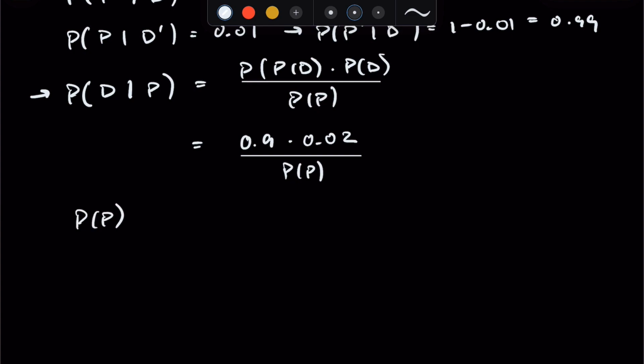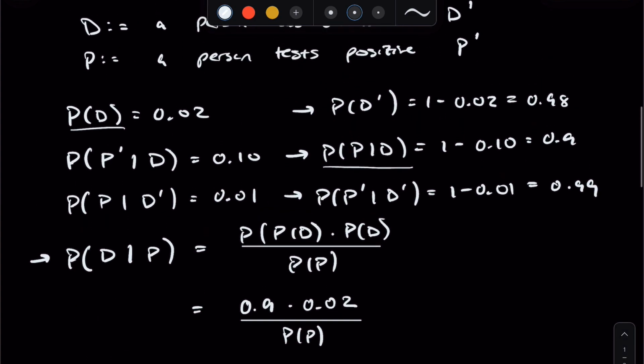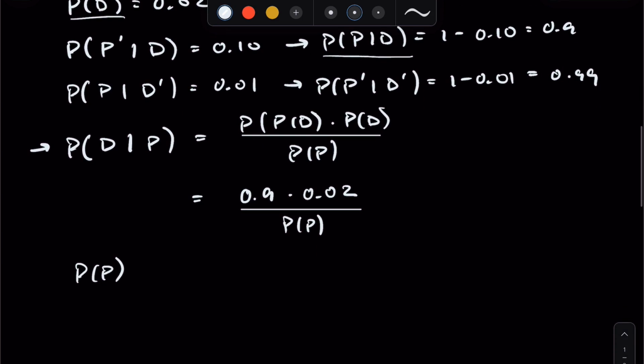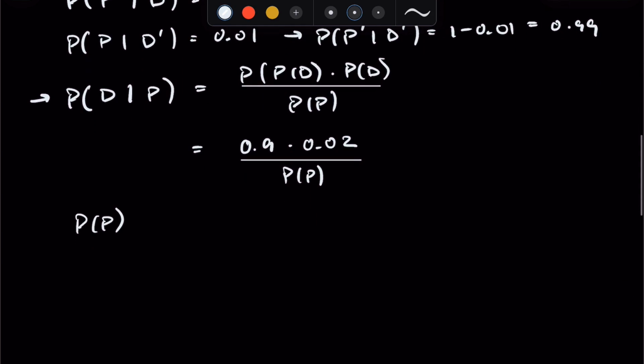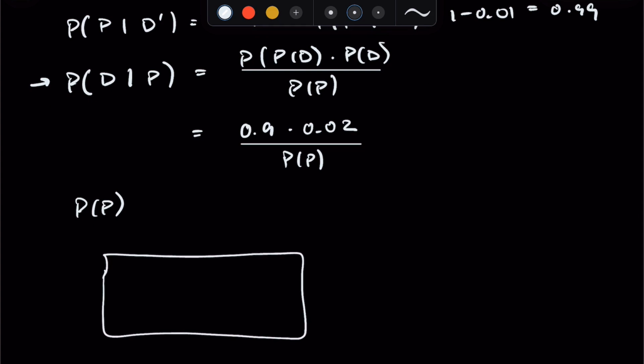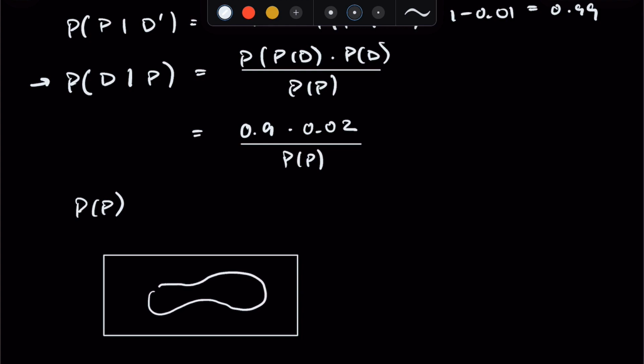So to solve for the probability that a person tests positive, the probability of P, we're going to use something called the law of total probability. And before I get into that, I would just like to draw a little illustration to clarify exactly what it is that we'd be solving for. So in this case, we have two events that are not necessarily independent, P and D. So we'll say that this probability is P, and that's what we're trying to solve for.